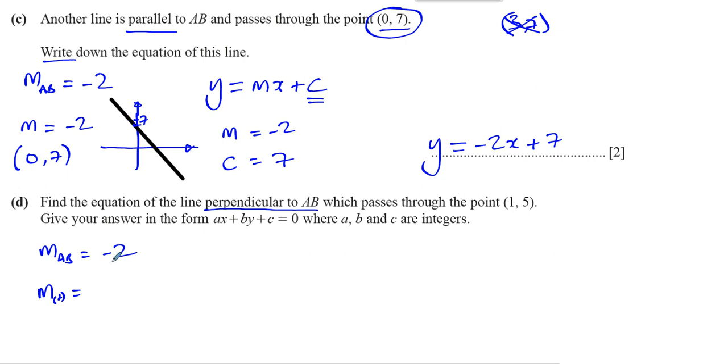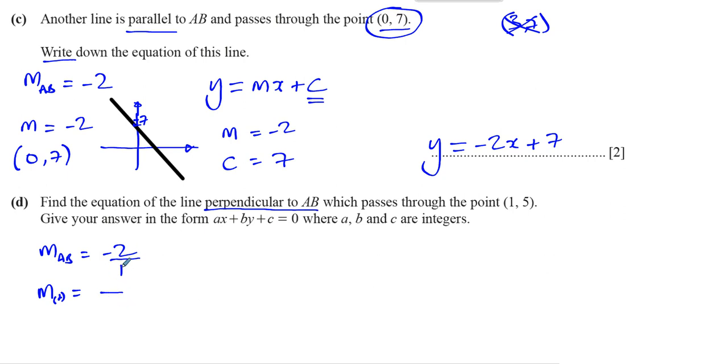The negative reciprocal: negative means you change its sign. So it's not going to be negative anymore, it's going to be positive. If it was negative, you have to change its sign. And the second thing, the reciprocal, means you have to flip it upside down. The numerator and the denominator switch places. So you change the sign, so it's no longer negative, and you make the numerator and the denominator switch places. So the gradient of the line that we need is a half.